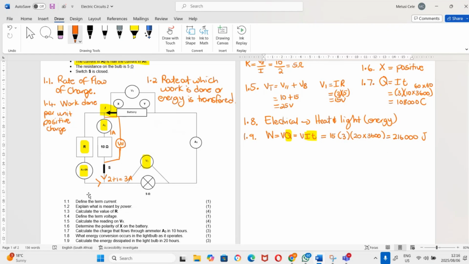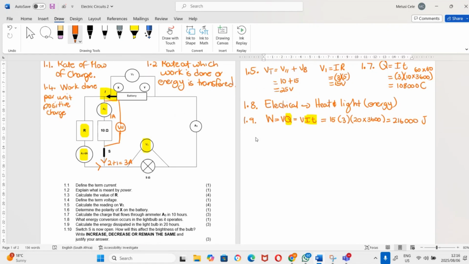Then let me see, I think we do have another question there. Yes, we do. That is 1.10. 1.10 says switch S is now open. How will this affect the brightness of the bulb? So obviously, if you open switch S, now switch S is here, if you open it, you're pretty much getting rid of this resistor, which means now you have a series circuit, right? And a series circuit always has a higher equivalent resistance, which means your total resistance would have increased. And your current would actually decrease.